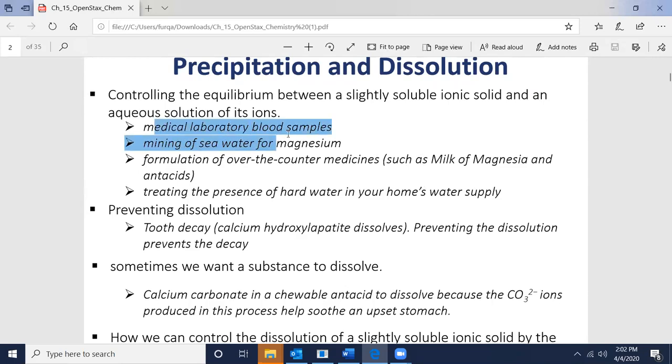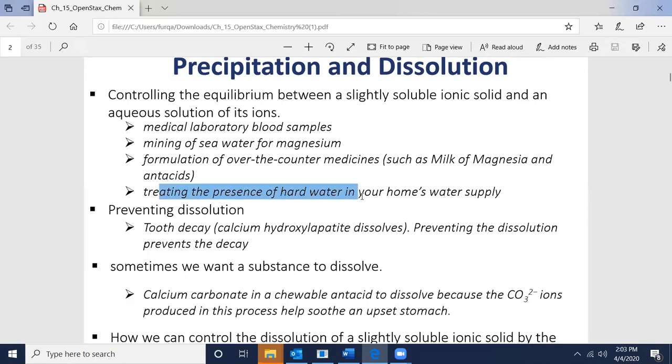So medical laboratories and blood samples are examples, where you might have slightly soluble ionic solids and an aqueous solution of its ions. Would you want it to be more into ions, or more into the solid? There are different applications. Like in the blood sample, we want to keep ions in the ionic state. We do not want things to solidify. Other examples are mining of seawater for magnesium, and formulation of over-the-counter medications, milk of magnesia, antacids, etc.